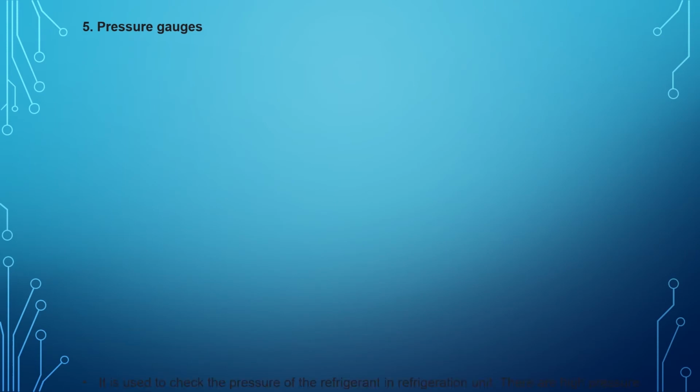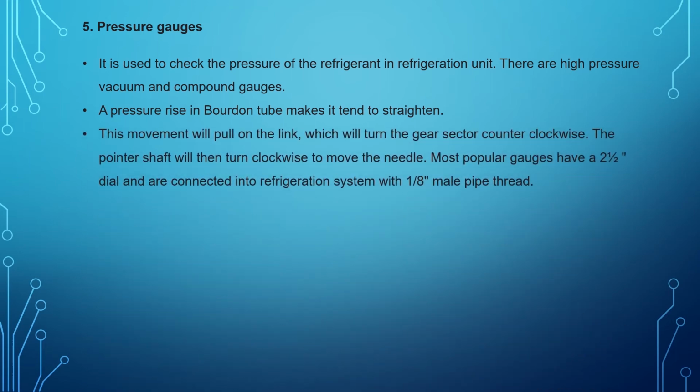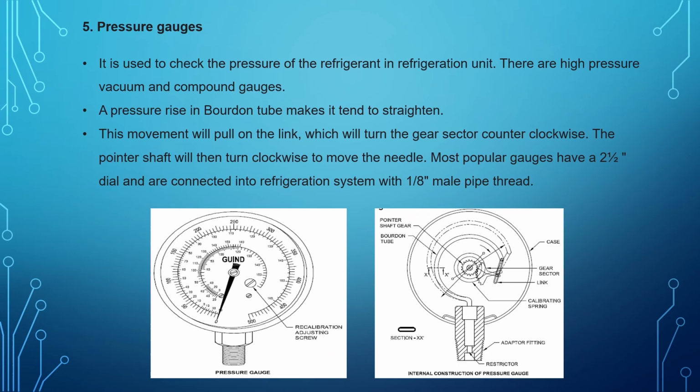Pressure gauges. It is used to check the pressure of refrigerant in a refrigeration unit. There are high pressure, vacuum, and compound gauges. A pressure rise in the Bourdon tube makes it tend to straighten. This movement will pull in the link, which will turn the gear sector counterclockwise. The pointer shaft will then turn clockwise to move the needle. Most popular gauges have a 2.5 inch dial and are connected into the refrigeration system with a 1/8 inch male pipe thread.